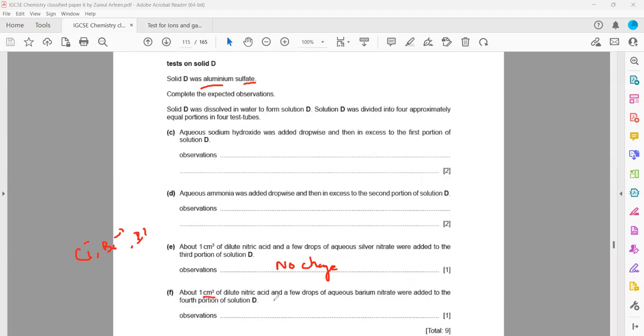1 cm cube of nitric acid followed by barium nitrate. This is a test for sulfate ion, SO4. So it will give a white precipitate.